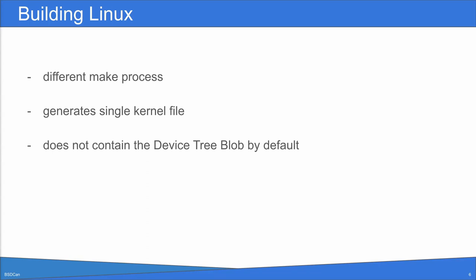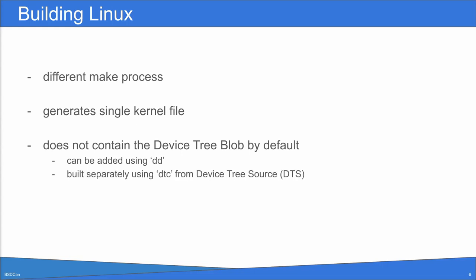The device tree blob is the binary format for the device tree specification file, but it can be used using the dd binary, and you have to build it separately using DTC, the device tree compiler, from the device tree source or DTS file. Remember, this file you could include by default on the FreeBSD side of the kernel compilation, and you didn't have to do anything more.